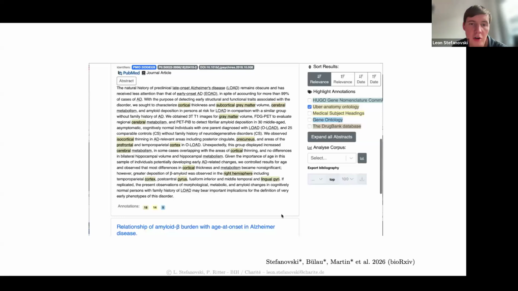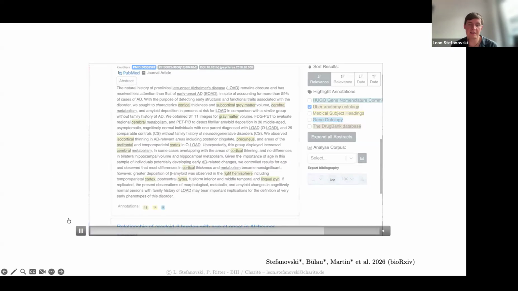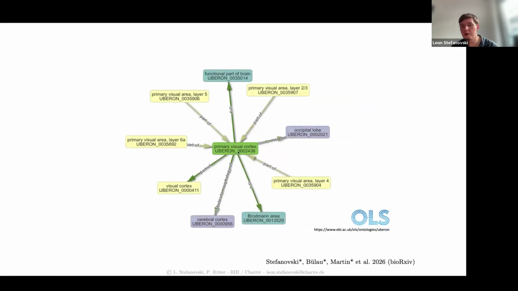So as you see here, anatomical words like cerebral, subcortical, gray matter, precuneus, gyrus, fusiformis are marked as an anatomical term, and they also have a unique identifier. And we can extract statistics about these anatomical terms. And we use the ontology Uberon, which is a cross-species anatomical ontology, to systematize this.